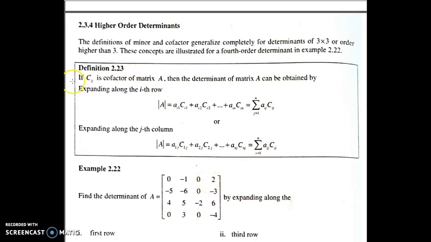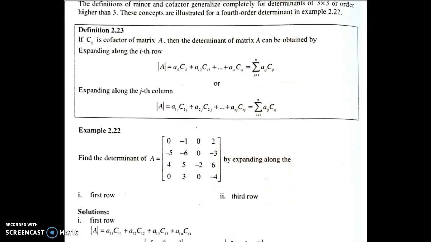As you can see here, the determinant of matrix A can be obtained by expanding along the ith row or the ith column. So it literally means that we just need to find the minor and cofactor by choosing one of the rows or by using one of the columns.